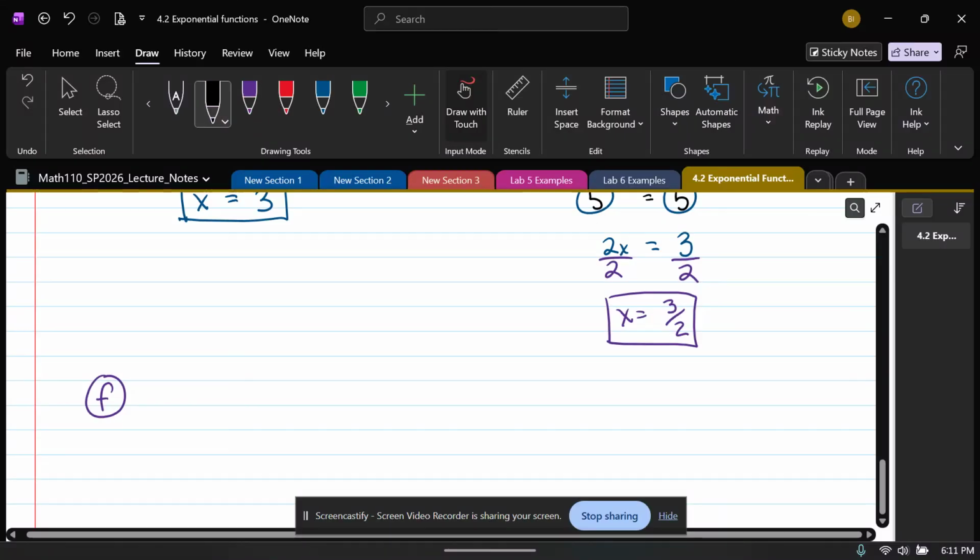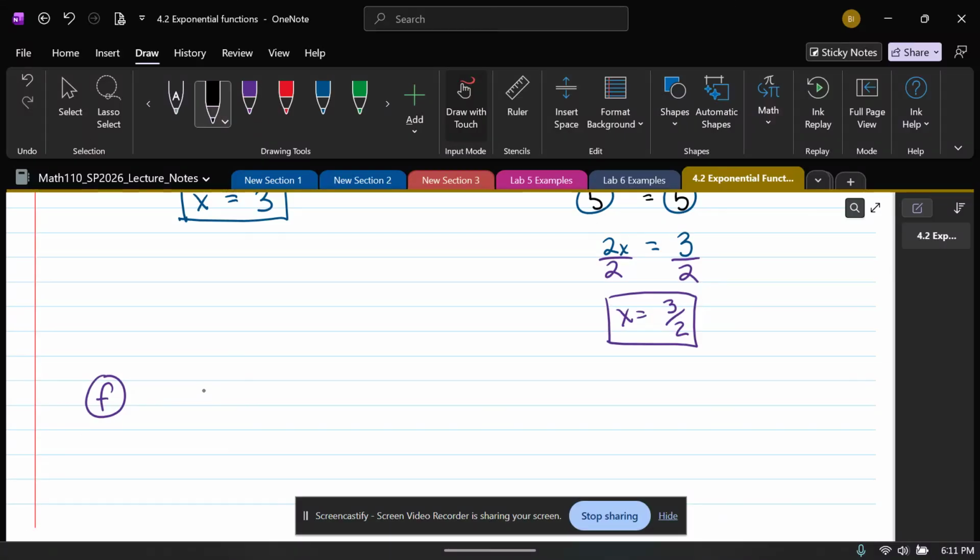Let's try another one. Let's say we had 2 to the x plus 1 equals 16. So on the left-hand side, I see a 2 as a base. So that 2 doesn't break down any. 2's prime, right? So that means 16 needs to break down some. So is 16 2 to a power? It's 2 to the 4th. So this is really 2 to the x plus 1 equals 2 to the 4th.